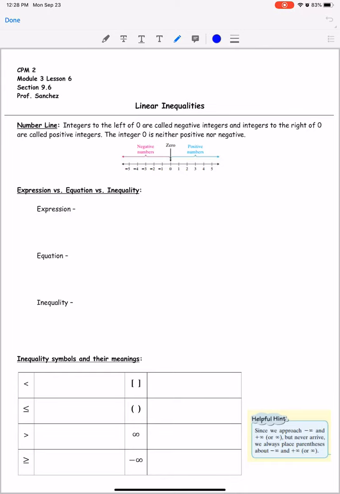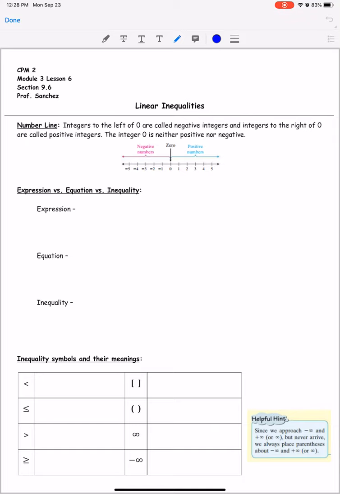This is your last lesson before our Module 3 test. We've been dealing with fractions this entire module. All five of our first lessons had to do with fractions. And now for Lesson 6, we're going to throw in something random called inequalities.